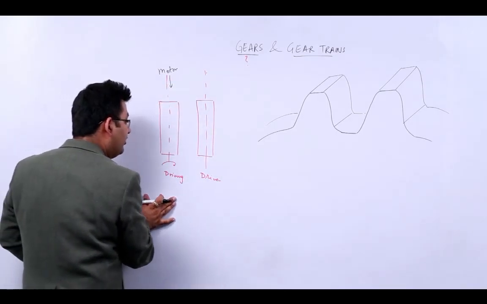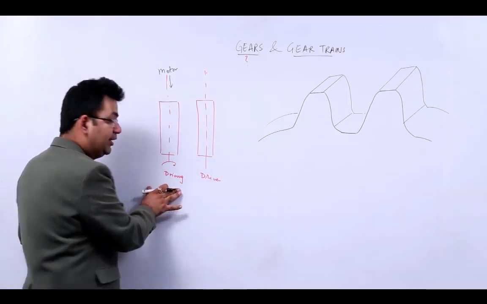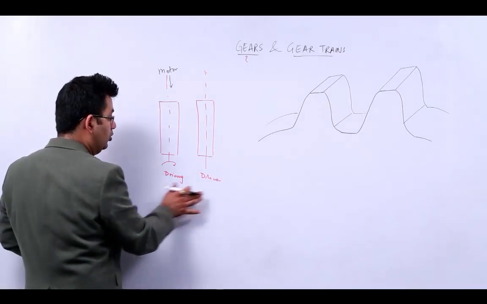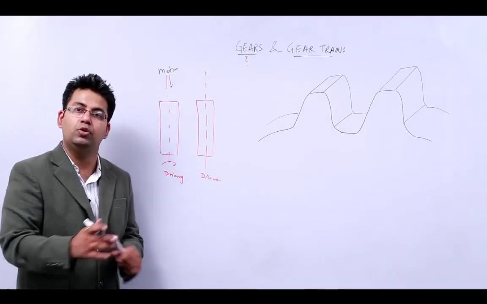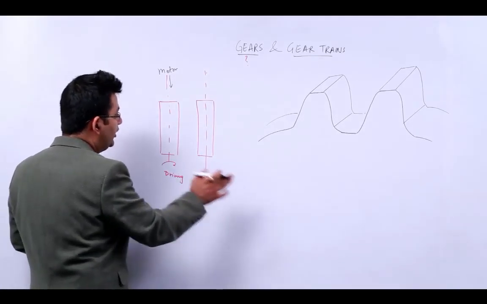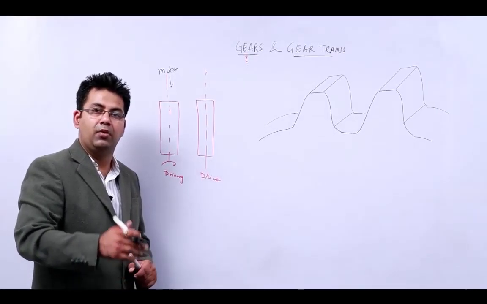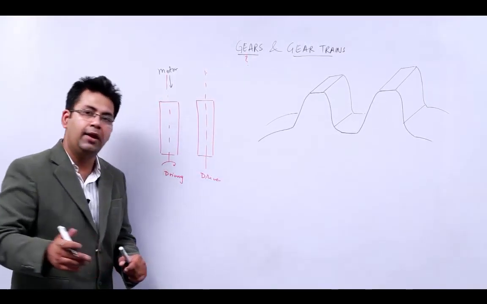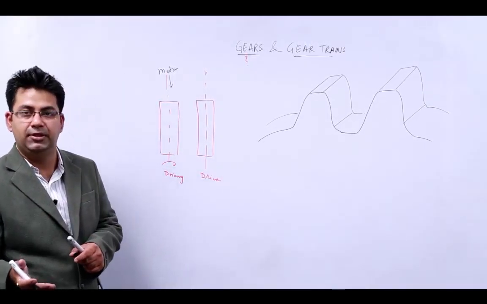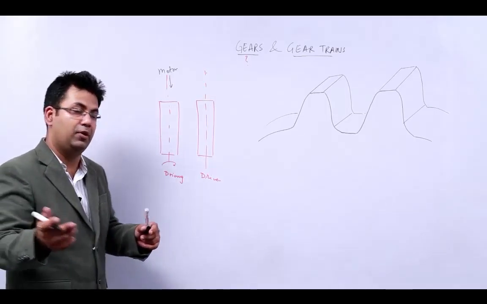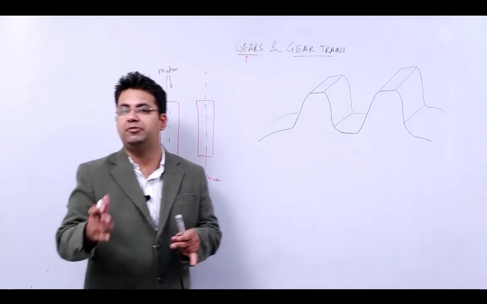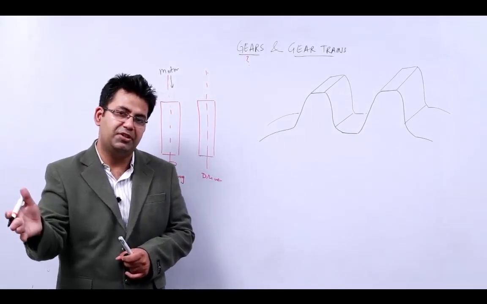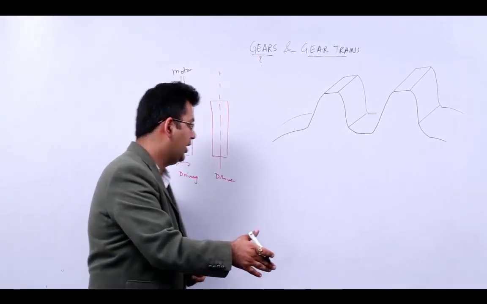Now, from this shaft, I want to transmit this rotational motion onto this shaft. This is not connected to any prime mover. No engine, no motor, nothing. How do I transmit the power? One way of transmitting power is by putting belts and pulleys. We studied belts and pulleys. They are also elements which transmit power from one machine element to another.